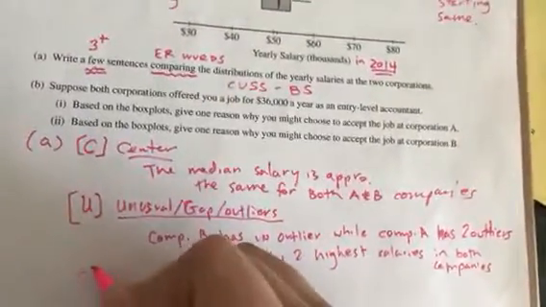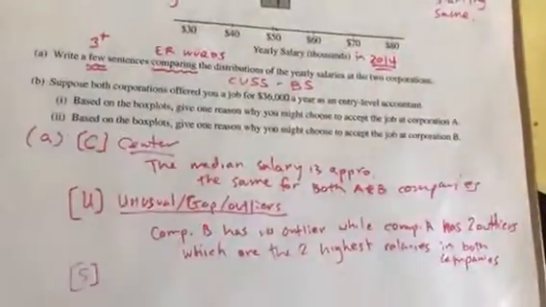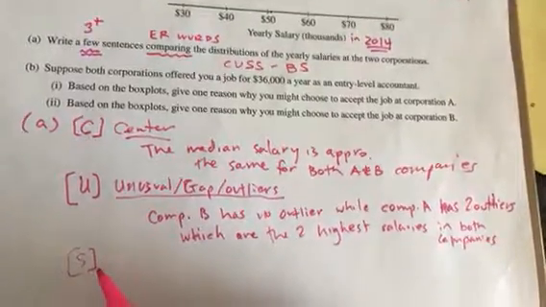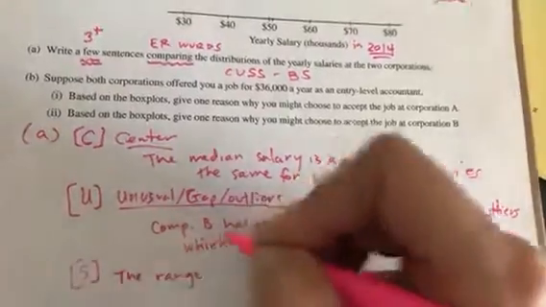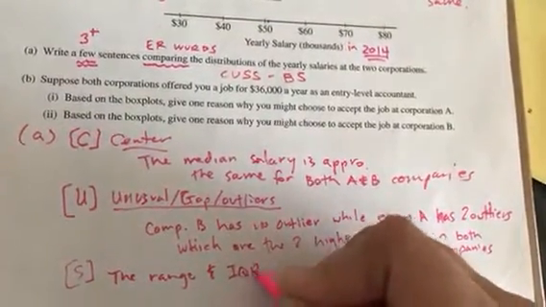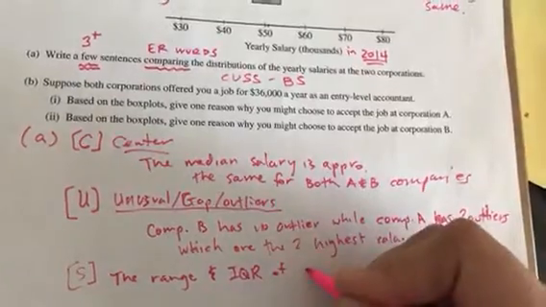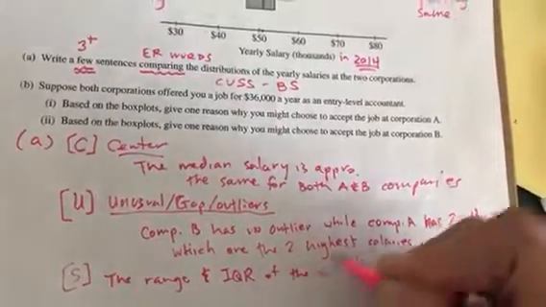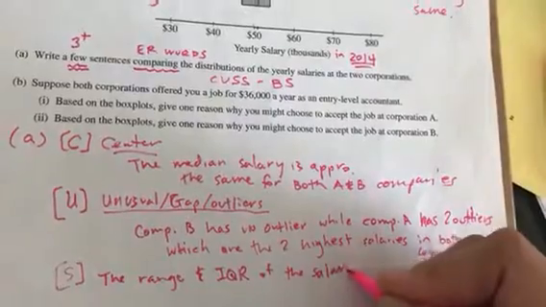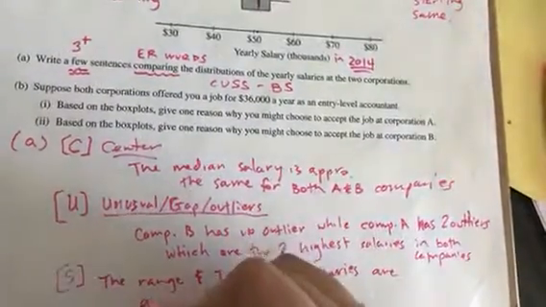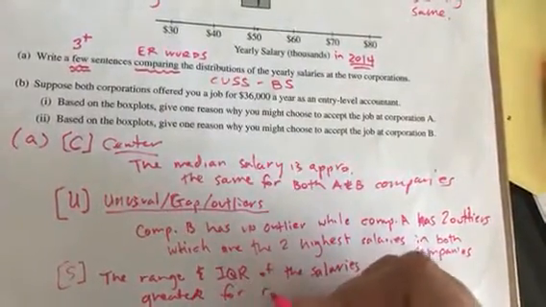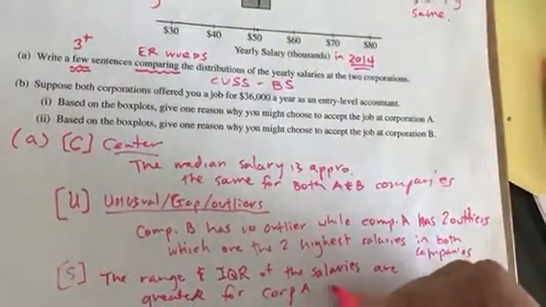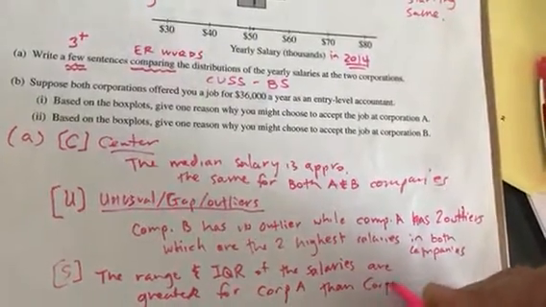Now I'm going to talk about one of the S's. I should talk about spread. So you can talk about spread as range or interquartile range. So I can say the range and the interquartile range of the salaries. We always want to be specific. Are greater for Corp A than Corp B. So what am I looking at?